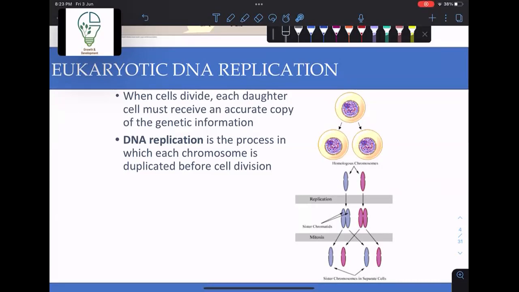And how is that achieved? It's achieved through a process called DNA replication. DNA replication is a process in which each chromosome is duplicated before the cell divides. So before the single cell becomes two different cells, its DNA is copied, so it's replicated. And once it's replicated, then the nucleus is going to split and it's going to form two different daughter cells, each containing the same copies of the DNA.